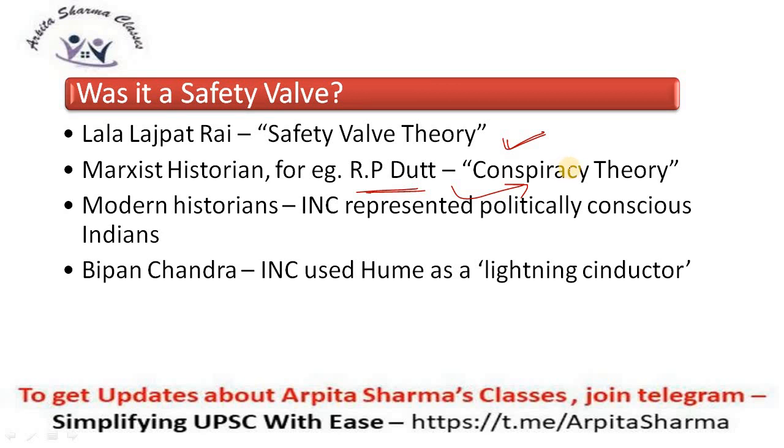This is because the foundation of the Indian National Congress was laid by A.O. Hume. He was a Britisher. So, what many historians thought was that Britishers do not want to benefit Indians and hence want to conspire against them. That is why they gave it the name of a conspiracy theory. Whereas Lala Lajpat Rai thought that the Indian National Congress is like a safety valve, used as a precautionary measure against other difficulties for the Britishers.